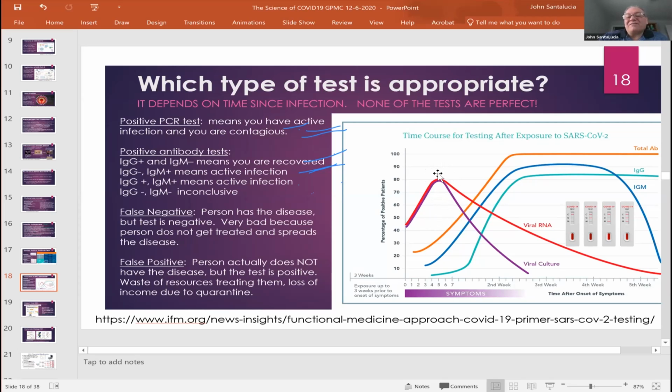Now, at that point in time, when you are most infectious and producing the most virus, the PCR test would be positive. But if you went and got an immunology-based test, it'd be very likely to be negative, either for IgM or IgG. Either one of those antibodies would be negative. But later on in the course of the infection, your immune system starts kicking in. It starts defeating the virus.